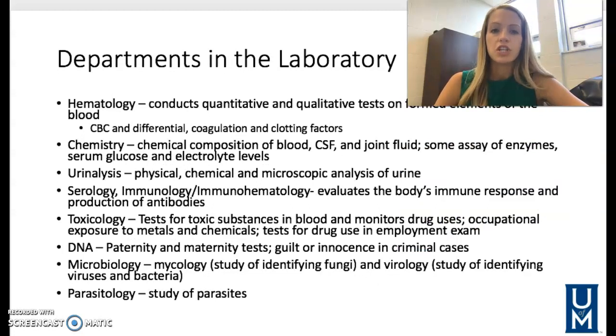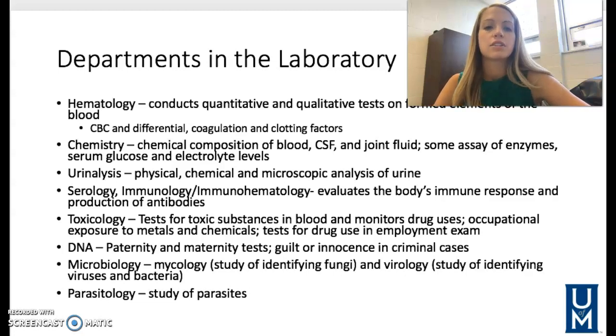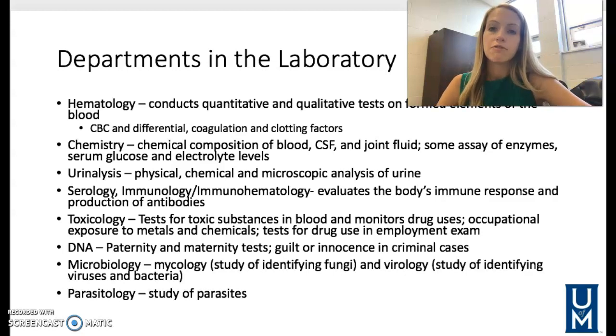We have hematology. This department looks at the quantitative and qualitative test of formed elements of the blood. So they look at different complete blood counts and differentials, coagulation and clotting factors, and things such as that. There's also a chemistry department. They look at the chemical composition. So hematology looks at formed elements of the blood, whereas chemistry looks at the chemical composition of blood.